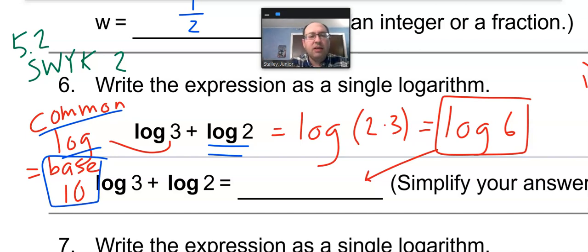So, many times we write things like x. Well, we say things like, what's the coefficient? What's the exponent? Everybody knows it's a 1. Well, in logarithm land, if the base is not written, it is always a 10. It's called a common base. Okay? Just wanted to point that out to you.